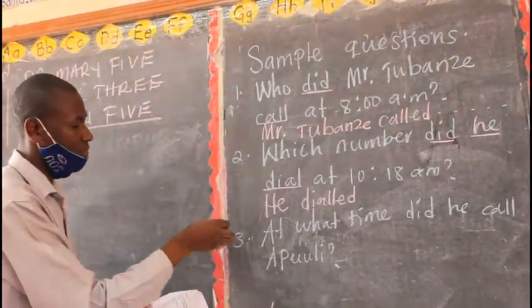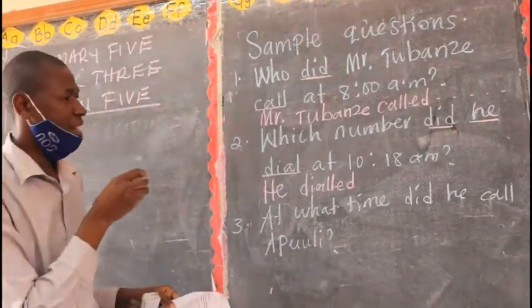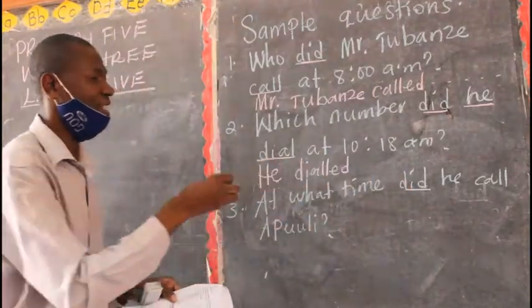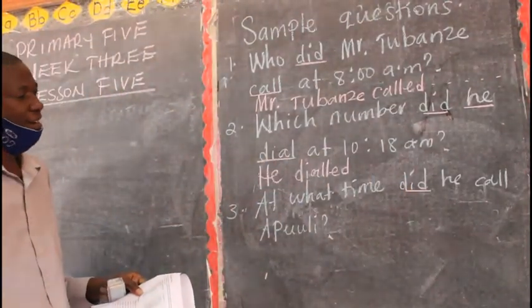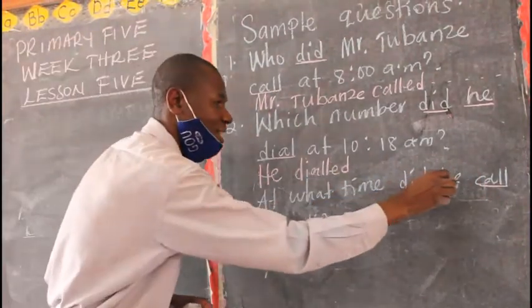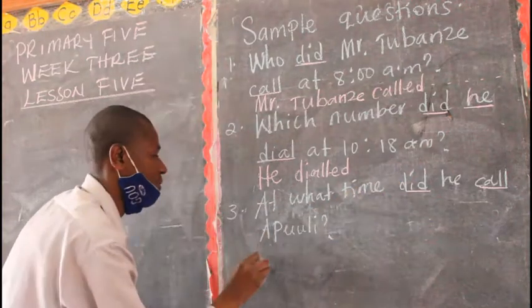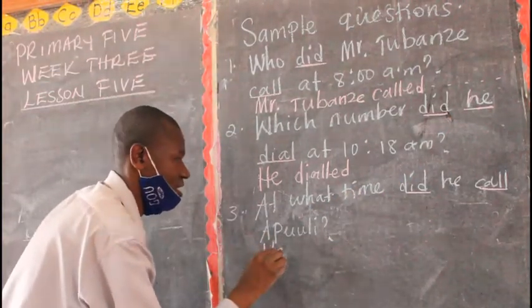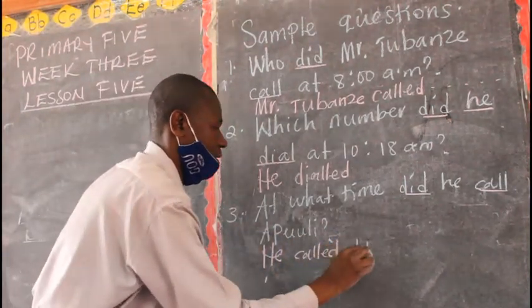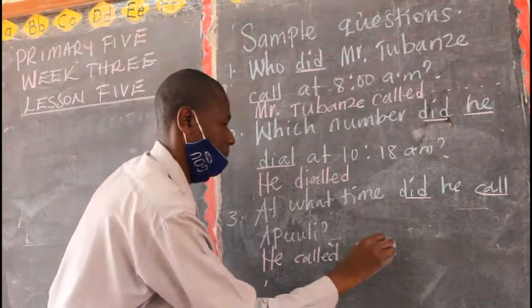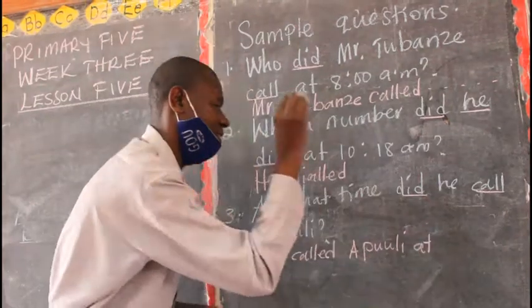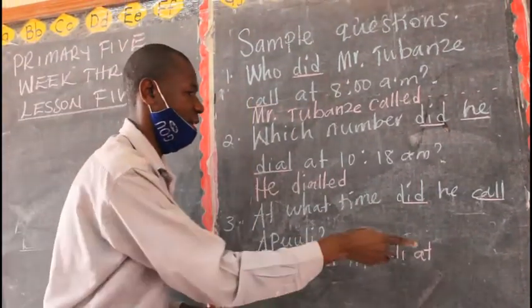Then we are going to talk about this question 3. At what time did he call Apoli? Remember still, we are having did. That means sometime back. And it is going to affect the main verb call. So it is supposed to be still pronoun what? He to begin the sentence. So it is going to be he called. He called Apoli. Then preposition at. He called Apoli at.